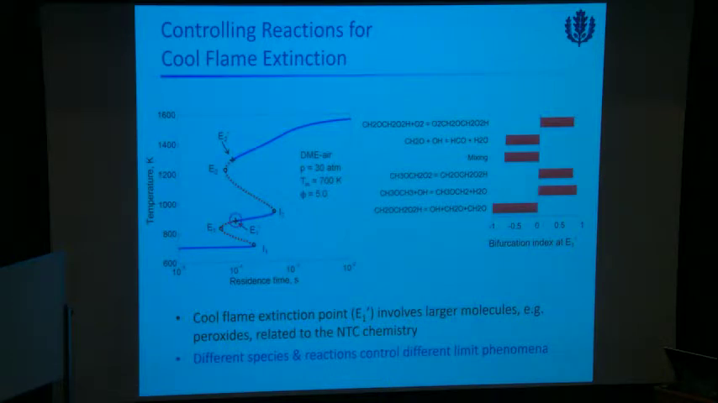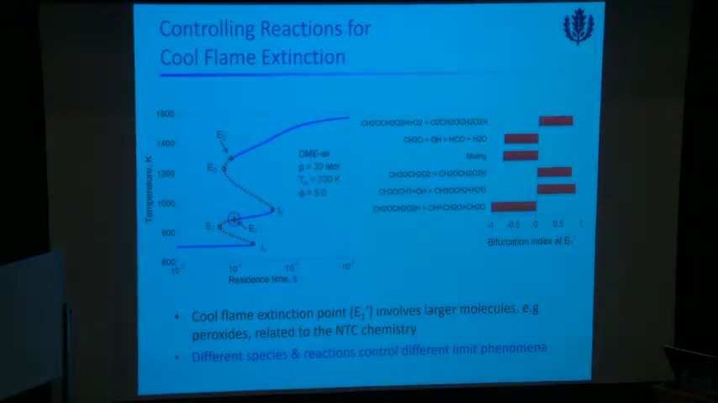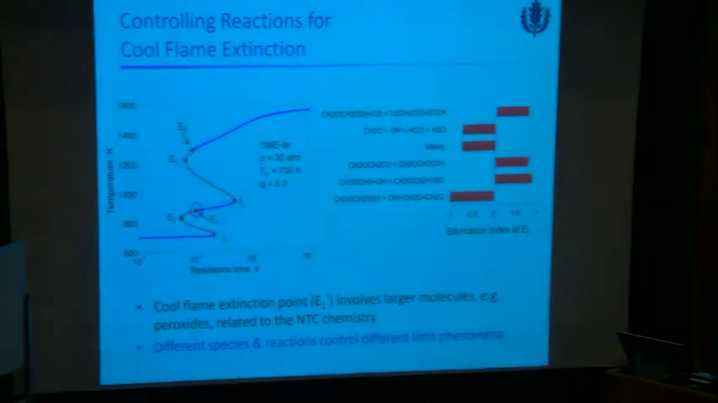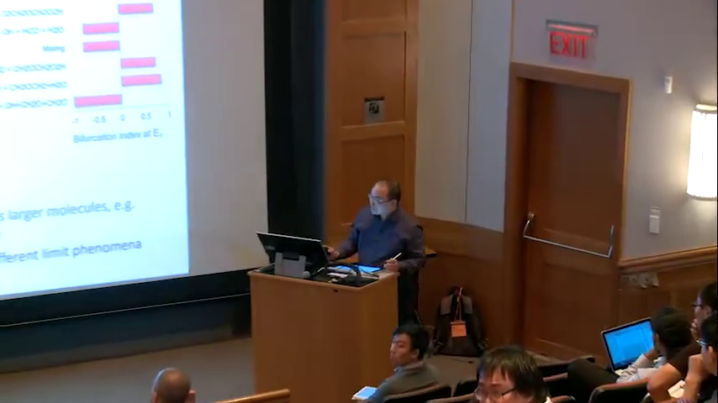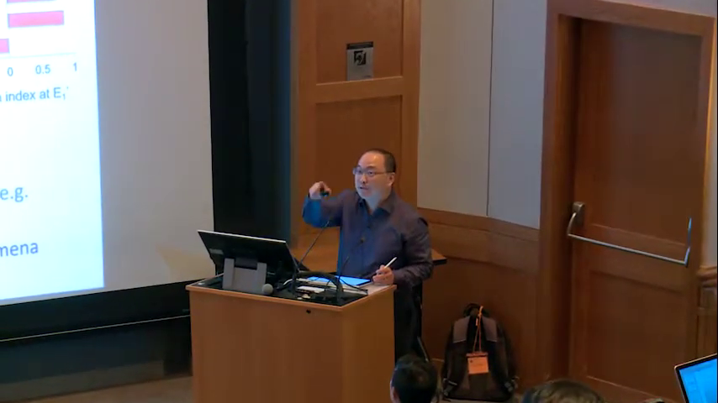Question. I noticed that this is for equivalence ratio 5. Is there an indication of how the S shape will change with different equivalence ratios? Is there a rule of thumb, or is it specific? That's a good question. This is phi equal to 5, a very rich case. The reason we use a rich case is because the S curve looks more prominent at phi equal to 5.